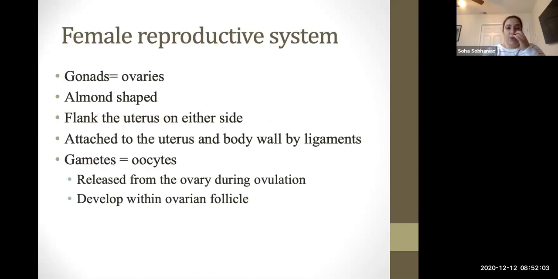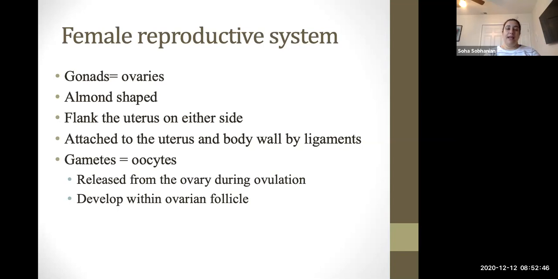So again, we used the word gonads before. Gonads simply meant either the male or female reproductive organs, depending on the gender. In the case of female, the main organ would be the ovaries. These are almond shaped, located in the pelvic cavity on the lateral aspect, flanking the uterus. I'll show you in the picture in just a minute how they're localized inside the pelvic region. They are attached to the uterus as well as the wall of the pelvic region using 4 sets of ligaments, and I'll talk about those as well.